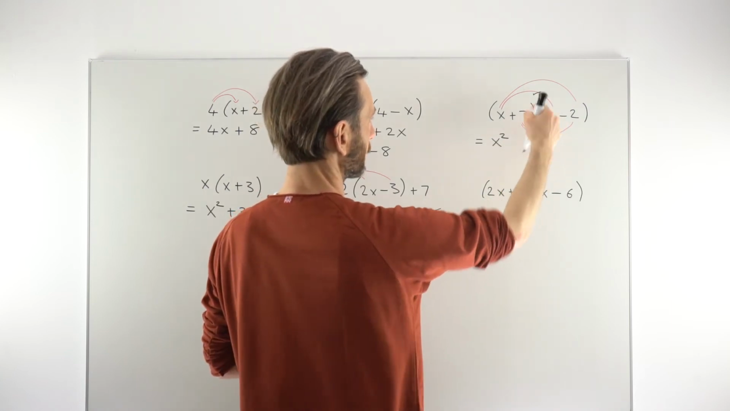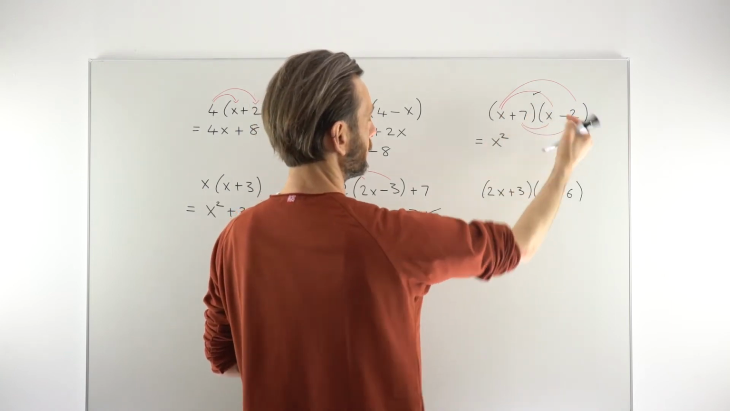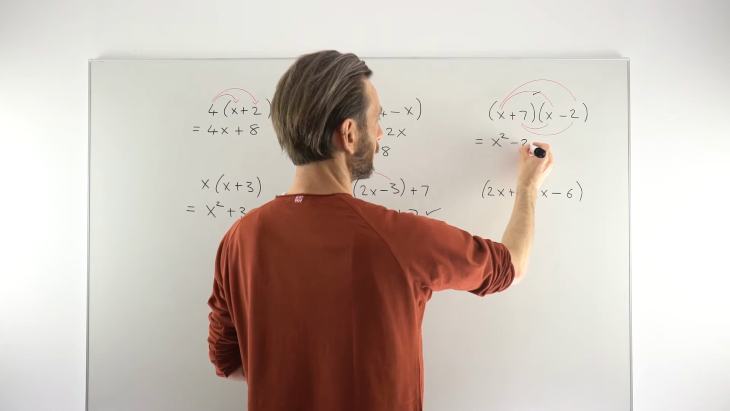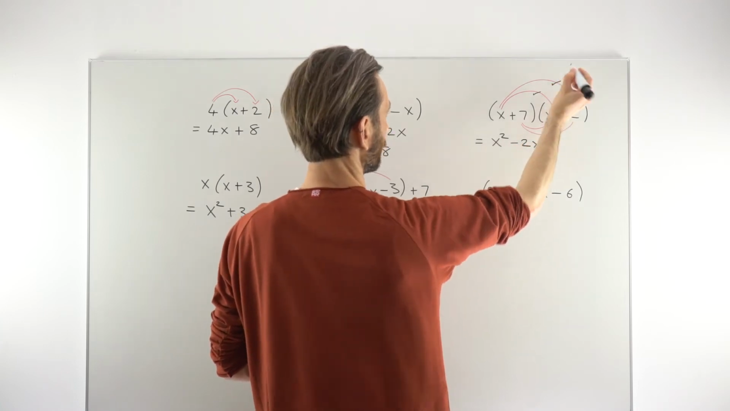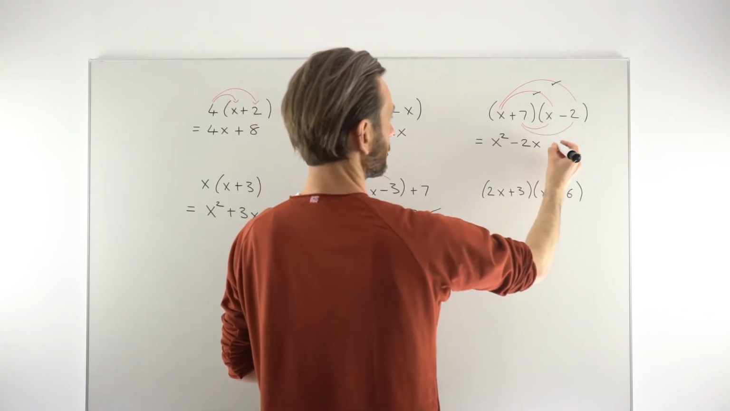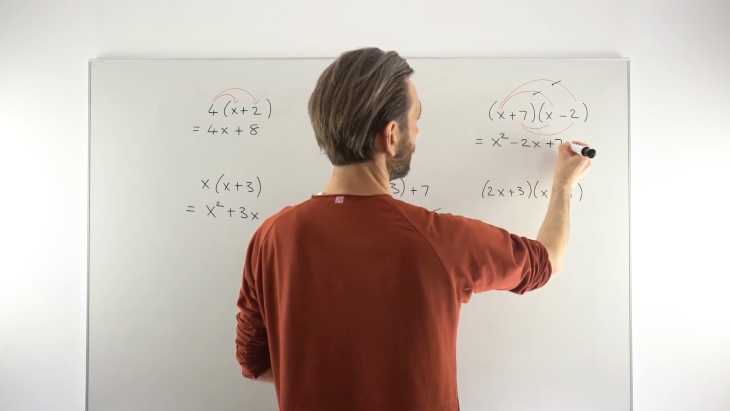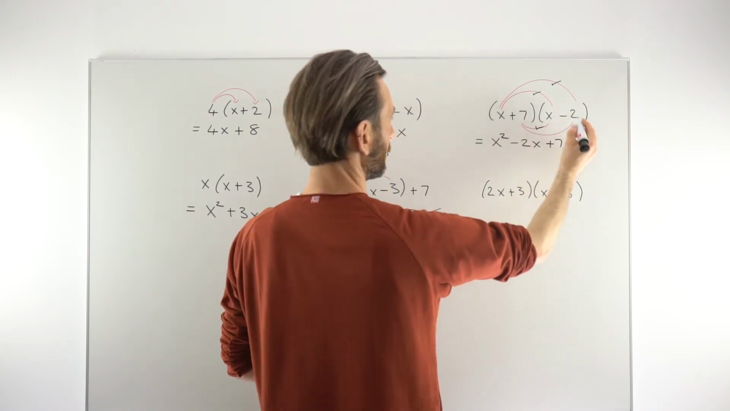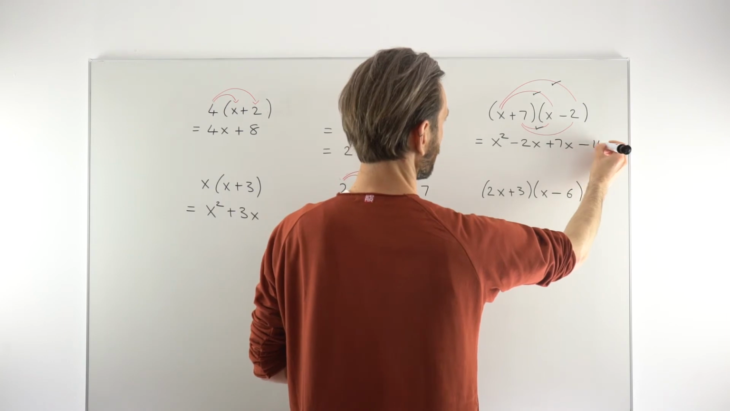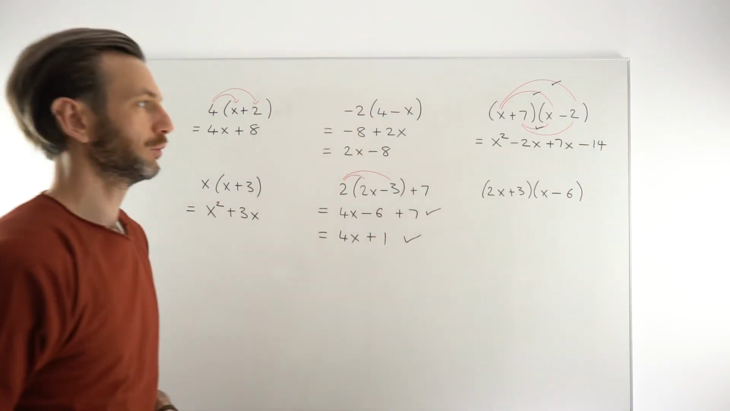So x times x gives me x squared. x times minus 2 gives me minus 2x, and I could sort of check that one. 7 times x gives me plus 7x, and I can check that one. 7 times minus 2 gives me minus 14. That's the format you want to do them in.